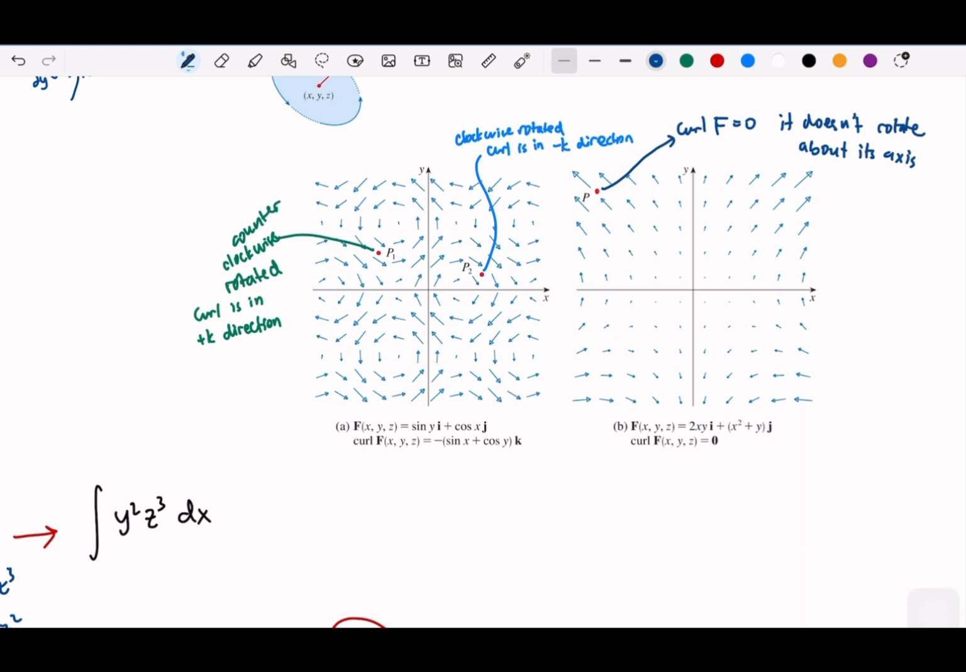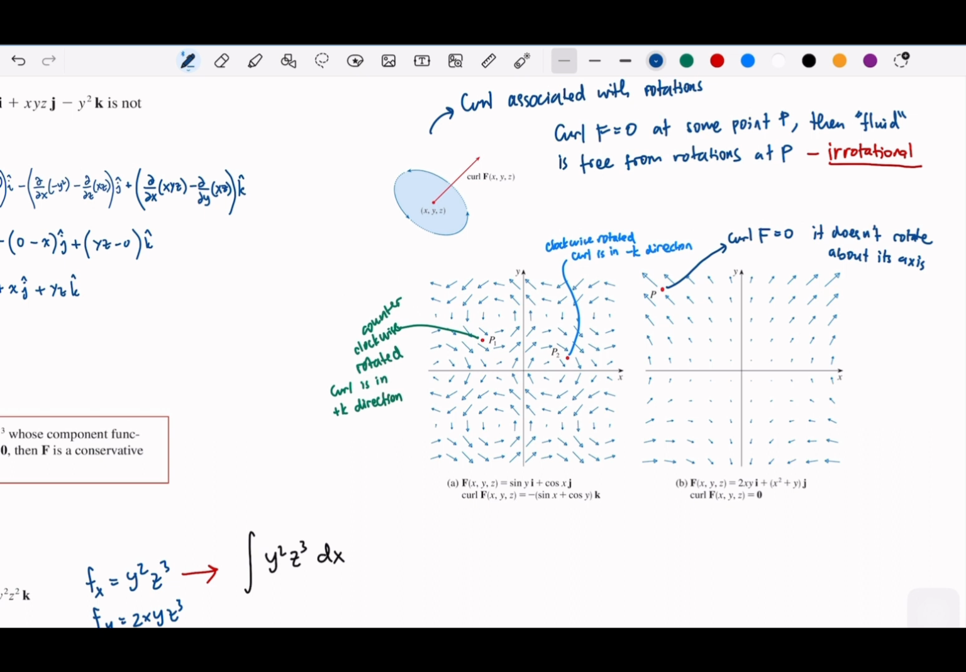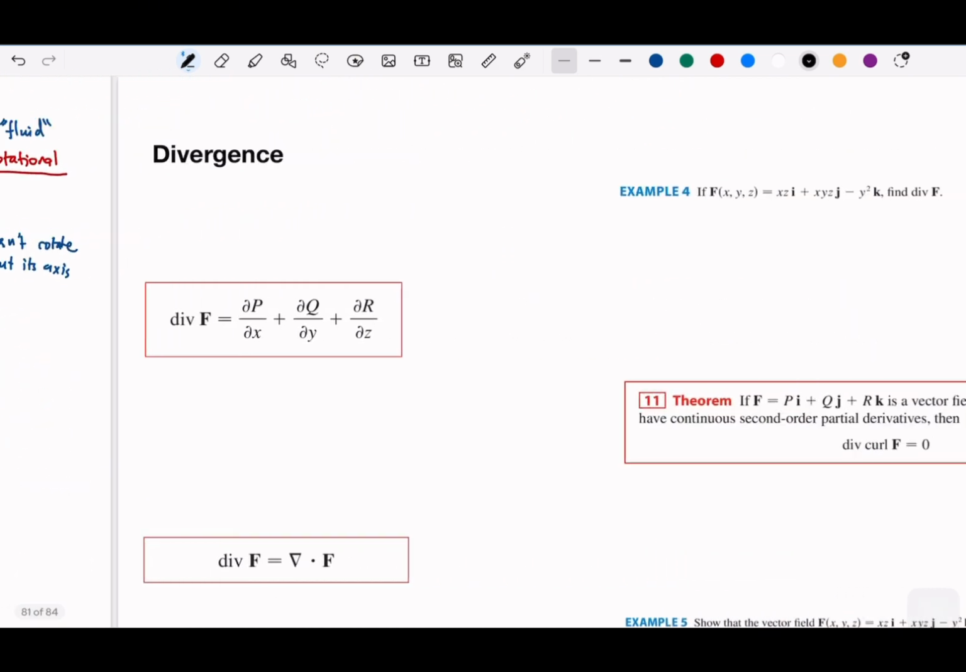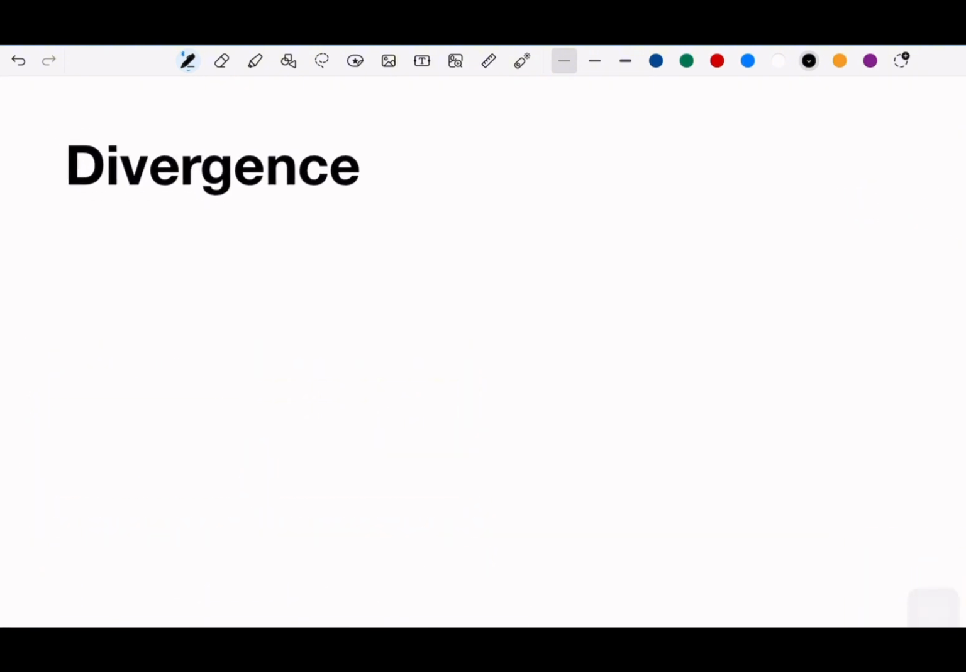Okay, so this is curl. The counterpart of the curl we call divergence. So let me open new slides to get through the definition first. So this is all about curl. Okay, so the next part is the divergence. So let me get some terms.